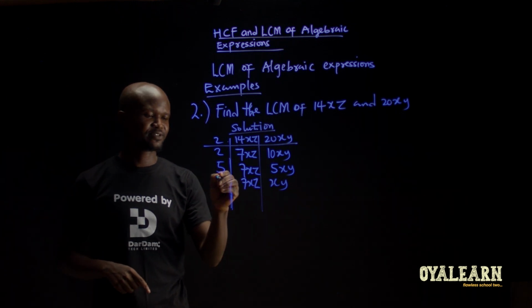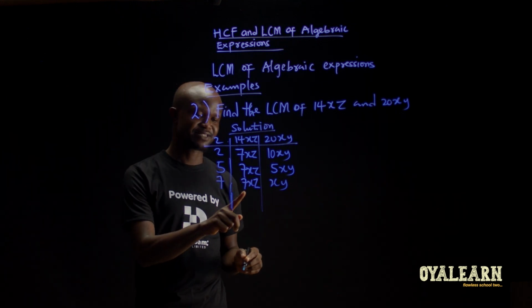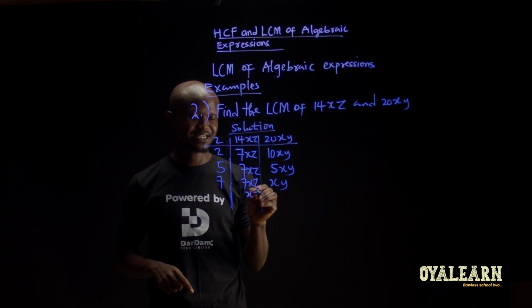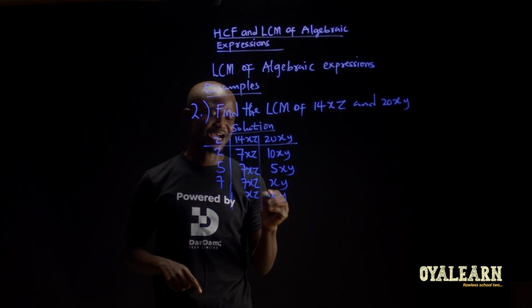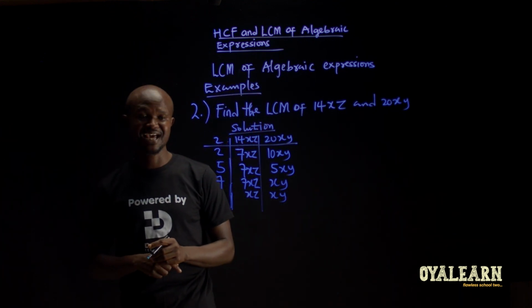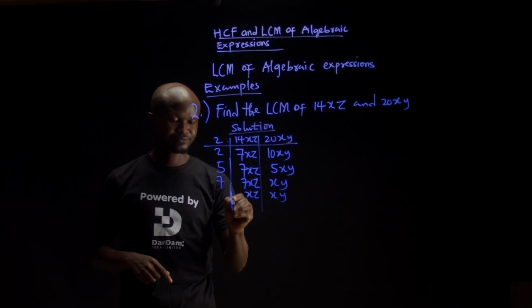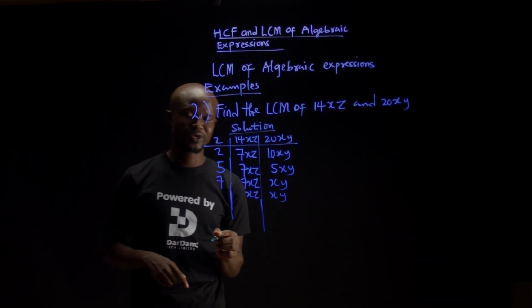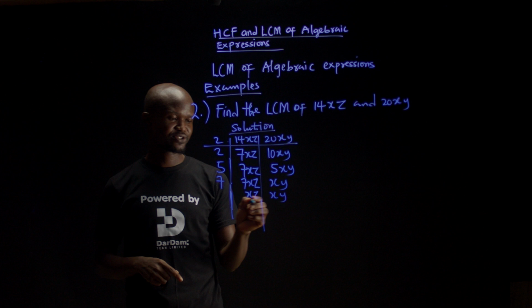Using 7, 7z divided by 7. What do we have? We have z left. And we have xy here. Copy and paste. The next step. Now, in this case, we are done with the numbers. We now use the variables.